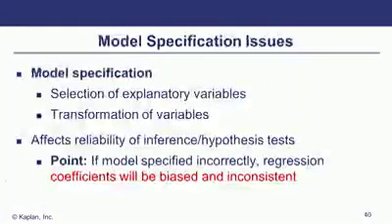Okay, moving on to model specification issues. First of all, we need to think about the selection of our explanatory variables. We need to be careful not to omit important explanatory variables. We need to potentially think about the correct transformation of these variables, and we shall see examples. Because if we fail to specify our models correctly, that of course will affect the reliability of our slope coefficients, t-statistics, and conclusions from our hypothesis tests.